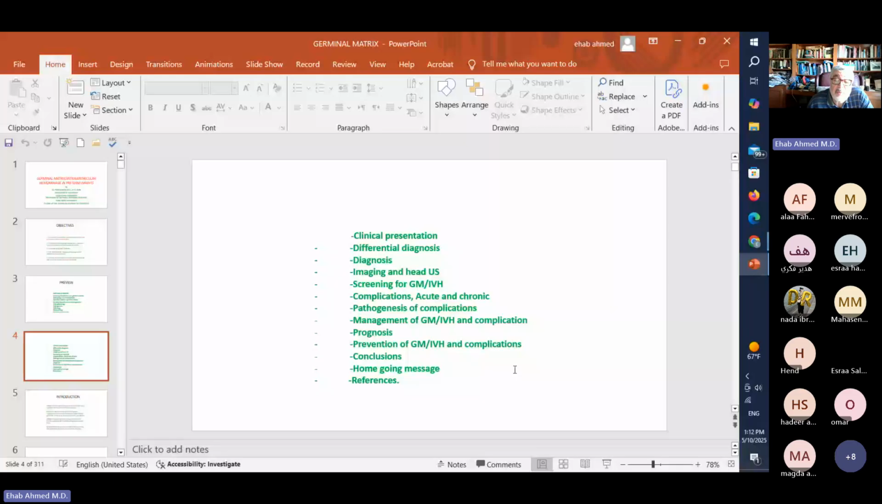Discuss some complications, whether acute or chronic, and then how the complications occur, pathogenesis of complications, management of GM-IVH and its complications, prognosis, and here comes the prevention, which is the most important part in this presentation. Prevention of GM-IVH and its complications, and the ongoing message and references.